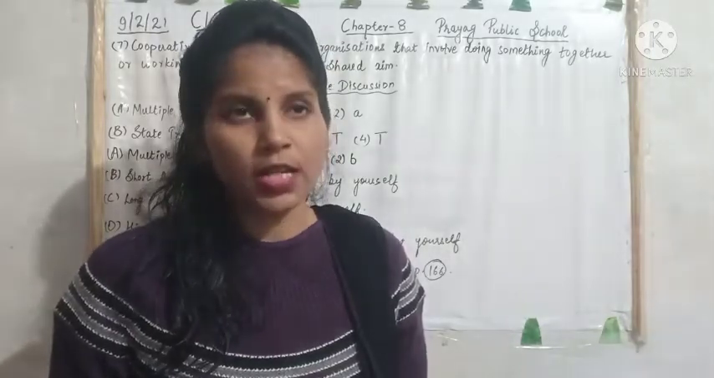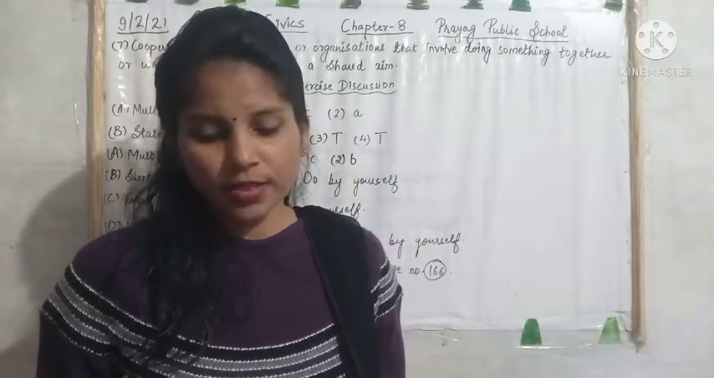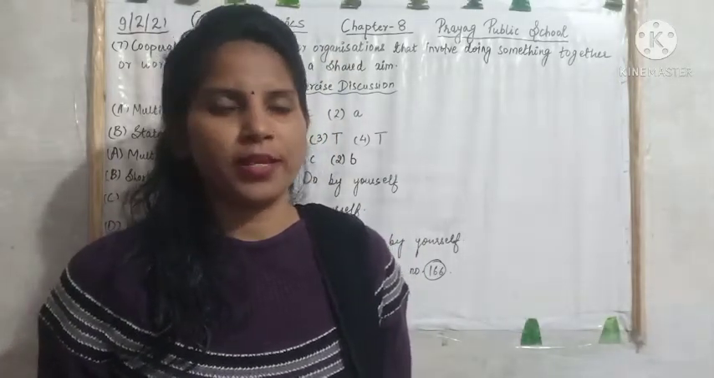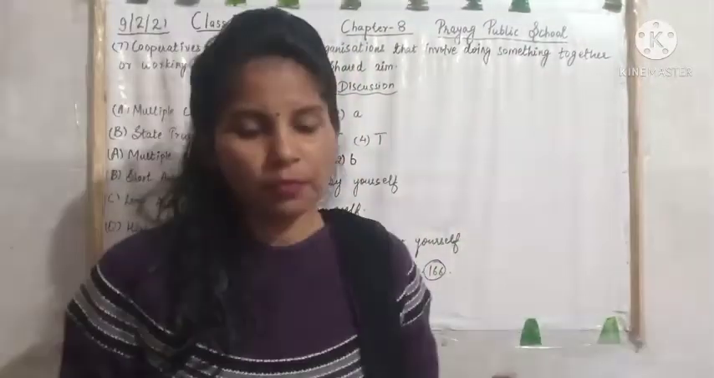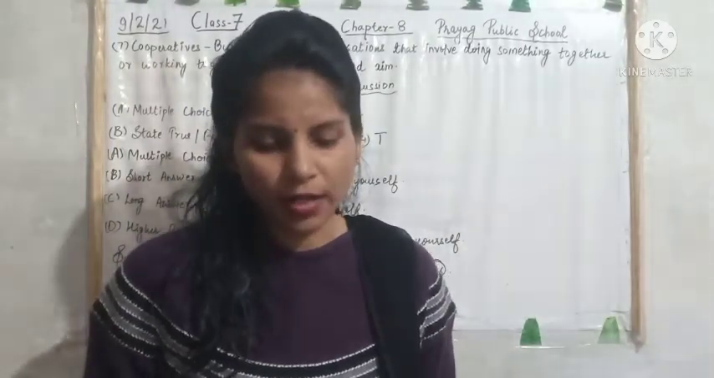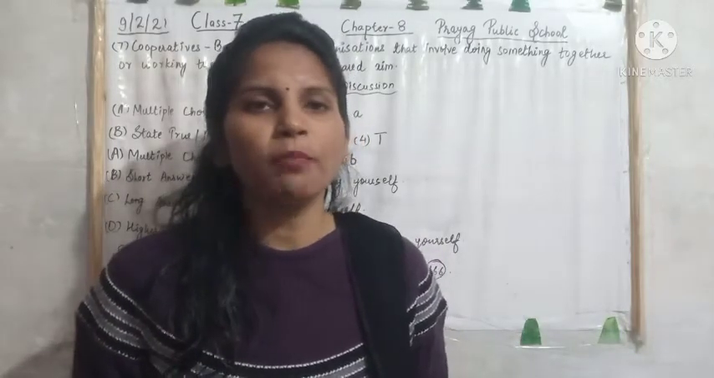Or option C, a place where goods and services are exchanged for a price. So the right answer is option C, that is a place where goods and services are exchanged for a price. Okay. Now second one, what is a neighborhood market?